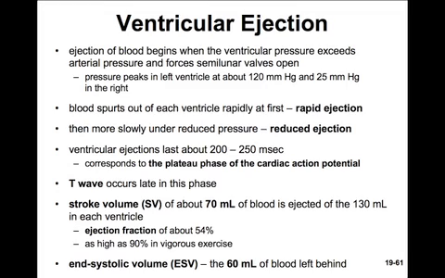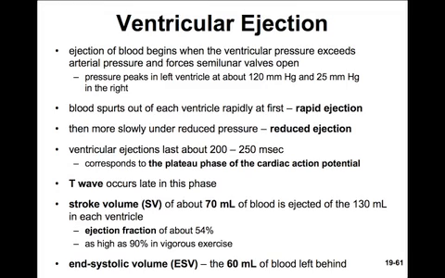So blood's going to spurt out of each ventricle rapidly at first in the process of rapid ejection, and then reduced ejection under less pressure at the end of the squishing. The ventricular ejection lasts about 200 to 250 milliseconds. This corresponds precisely with the plateau phase of the cardiac action potential. The T wave occurs late in the ventricular ejection phase.